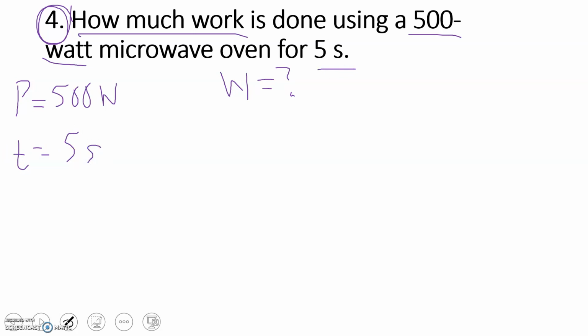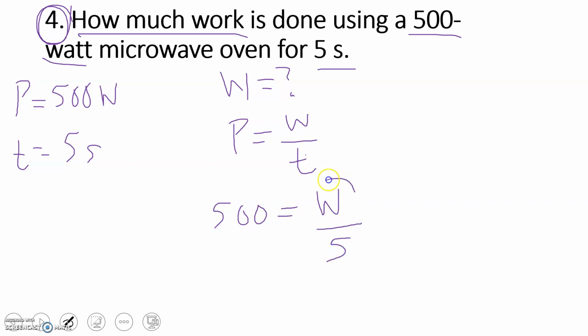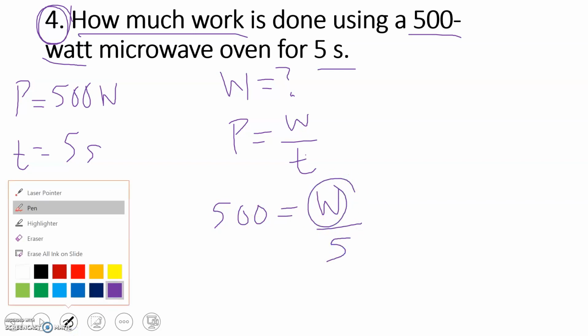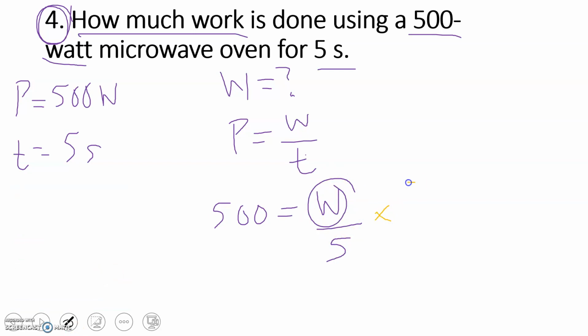All right, so let's just use our original equation. Power equals work divided by time. Let's plug in what we know. We know that the power is 500 equals, well, we're looking for the work, divided by the time, which is 5. We need to get work on a side by itself, so we are going to have to multiply by 5, multiply by 5. Cancels out over here, right?